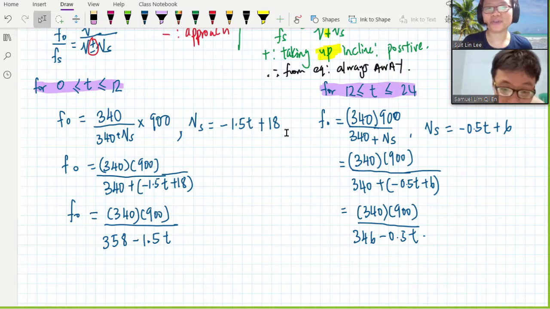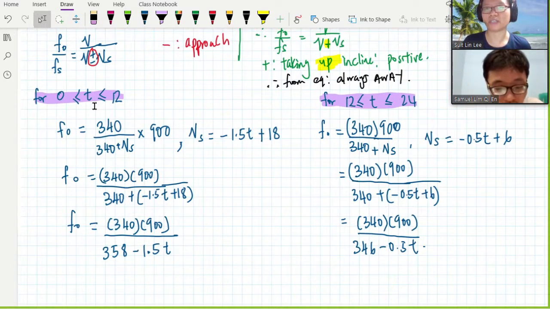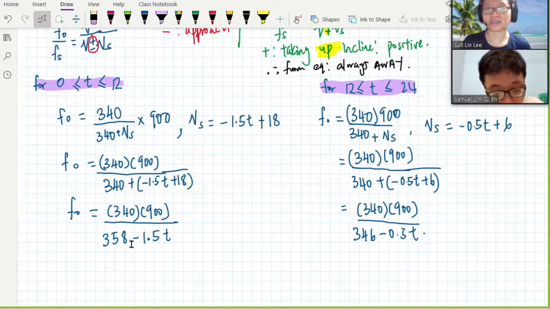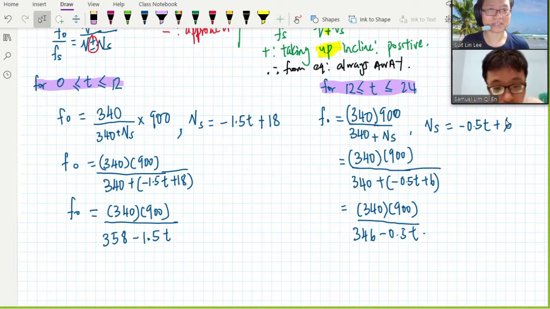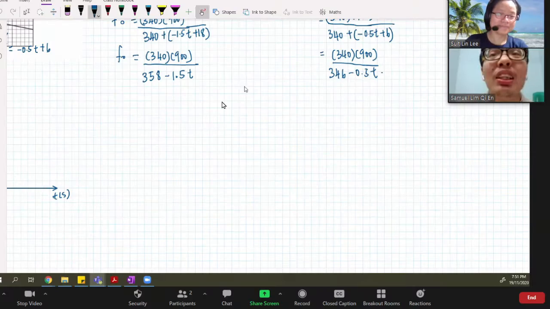All right. So we're going to substitute negative 1.5t plus 18 from 0 to 12 seconds into the equation, simplifying it and getting this. Repeat the same process for negative 0.5t plus 6 into the equation for Vs, simplifying it and getting this. But now you might be a bit stuck. How on earth are we going to sketch this graph? I would like to invite a distinguished further maths lecturer to continue this part of the lesson.